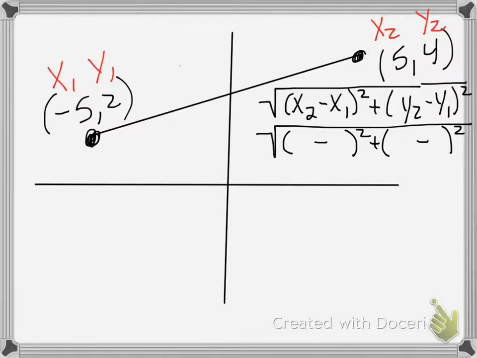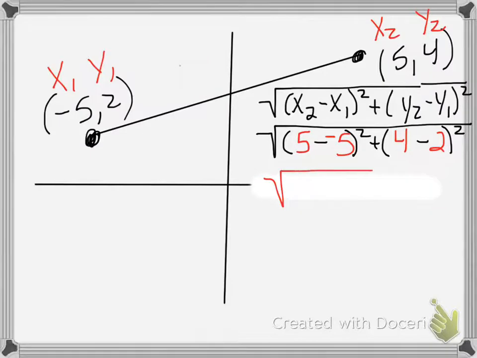Now we just plug in what we know. So x2 is what? 5 minus, what's x1? -5. That's why we put the sign in first. A lot of people would have just put 5 minus 5 there. It's not 5 minus 5, it's 5 minus a -5. Plug in our y2 of 4 and our y1 of 2. And I've got something now that I can go through and keep solving.